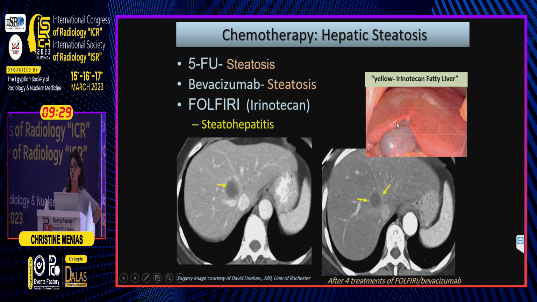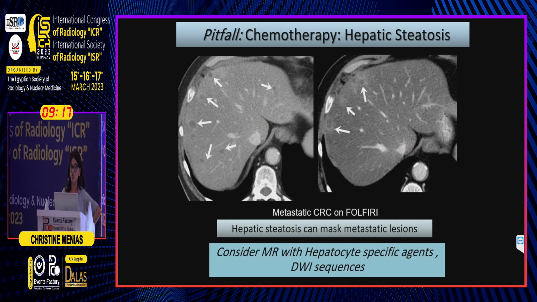So they go to resect the liver for tumor. They may see a yellow or fatty liver. This is what happens after treatment with FOLFIRI or irinotecan agents. So what happens when they come to you for follow-up, particularly on CT? Everyone comes to CT for follow-up. You start seeing many metastatic implants. The liver now becomes fatty.